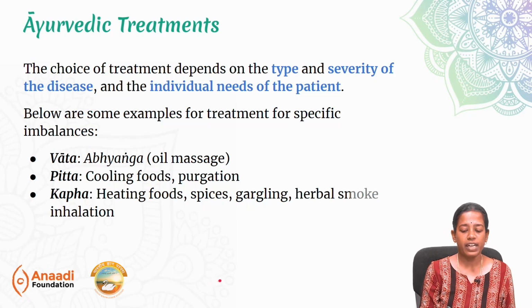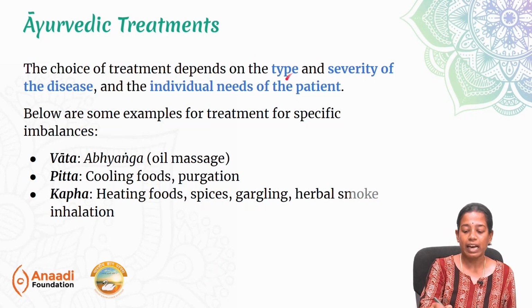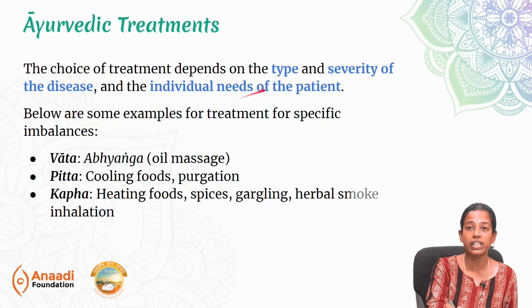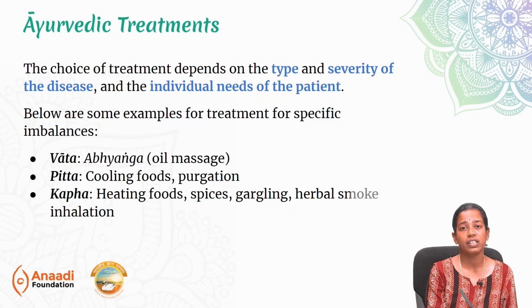The choice of the treatment largely depends on the type and the severity of the disease. Also, a very critical aspect that governs the choice of treatment is the individual needs of the patient, because sometimes some patients will have physiological complexities where Vamana might be tough. For example, if people have asthma condition, then Vamana is not prescribed for.